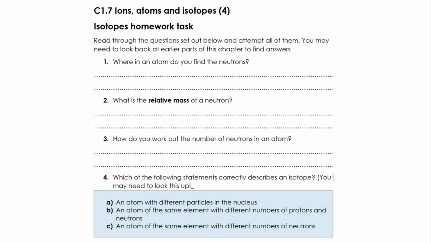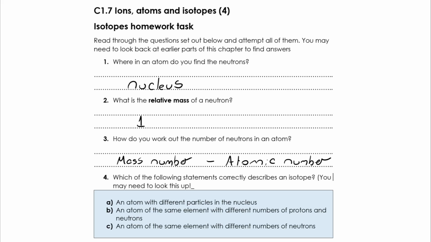And we will take a look at the answers. So we know that the neutrons are found in the nucleus along with the protons, and from the table earlier in this video, they have a relative mass of 1. We've said about this 2 or 3 times. You work out the number of neutrons in an atom by taking the atomic number away from the mass number.